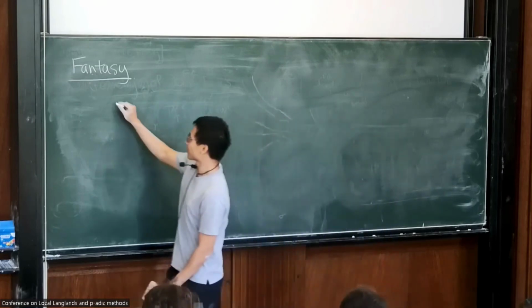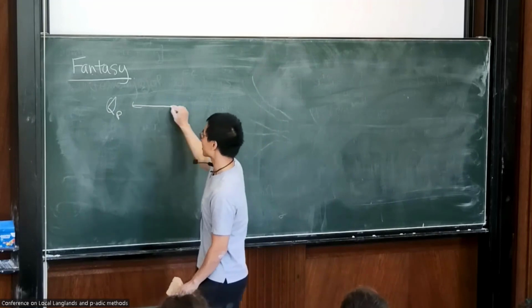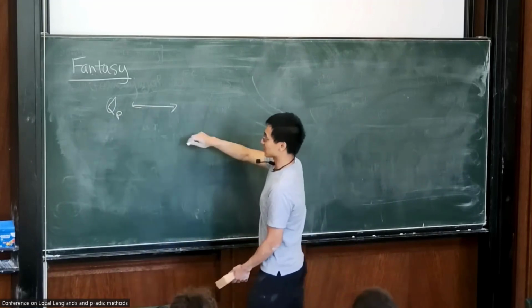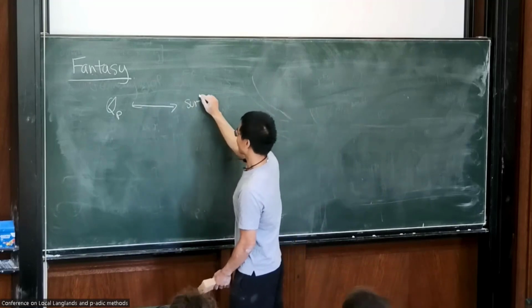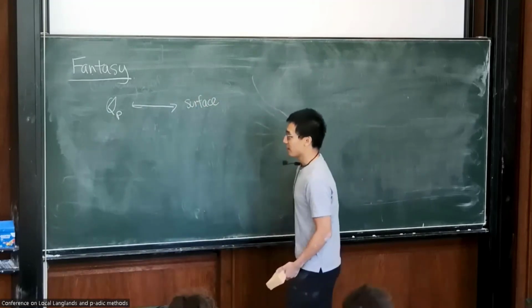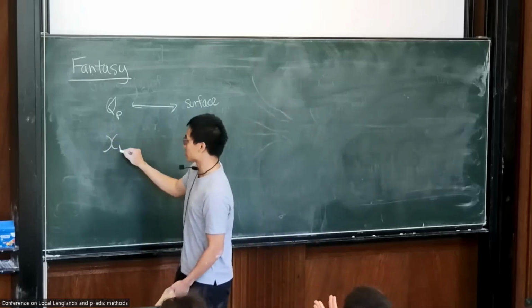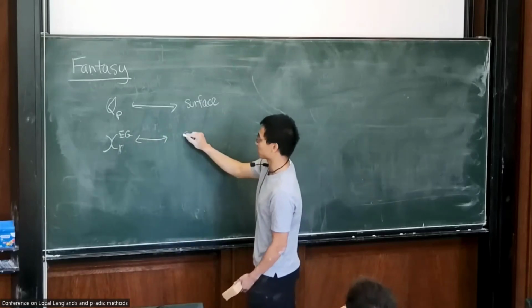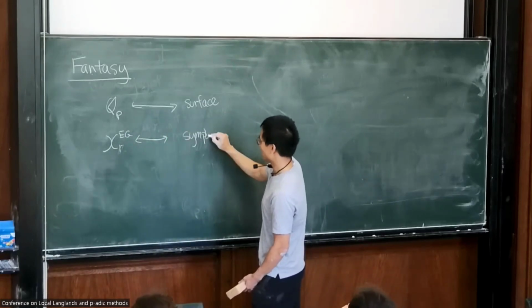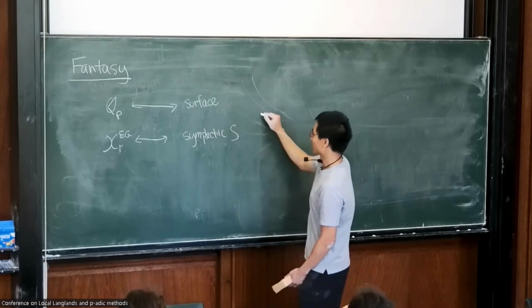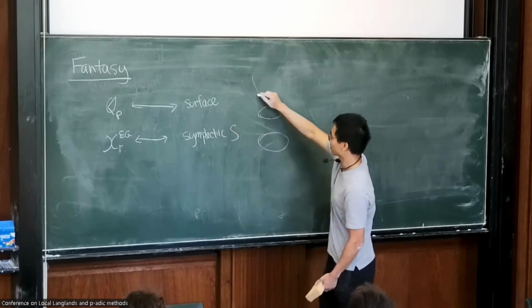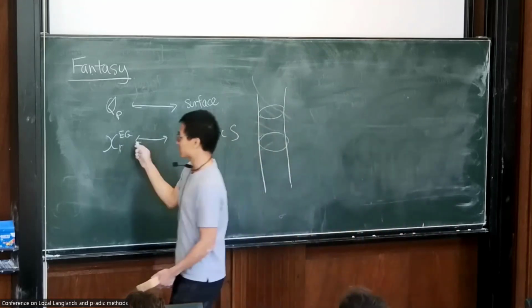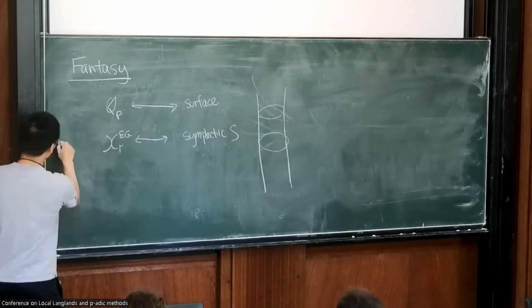So here's the fantasy. We have Q_p, and it's by now old wisdom that this is analogous to a topological surface. And this would lead you to expect that the Emerton-Gee stack is analogous to a symplectic manifold. So let's call it S. Here's a picture of a symplectic space, the cotangent bundle of a circle. And the reason is not complicated. It's because the tangent spaces are supposed to be these H1s.